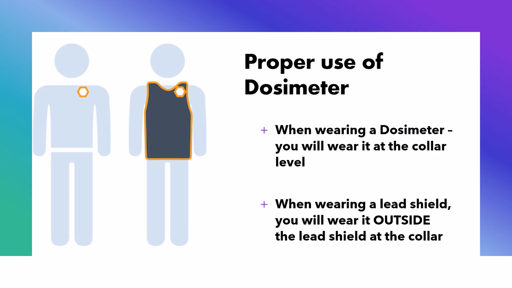Proper use of the dosimeter: you should wear it. If you're not wearing a lead apron, you should wear it all the time. It should be up at your collar area or your upper chest area. If you're wearing a lead apron, it should be worn outside the lead apron to show the maximum exposure that you would be getting if you didn't have an apron on. So when wearing a lead shield, you will wear it outside the lead shield at the collar level. That's going to be a question on the test.